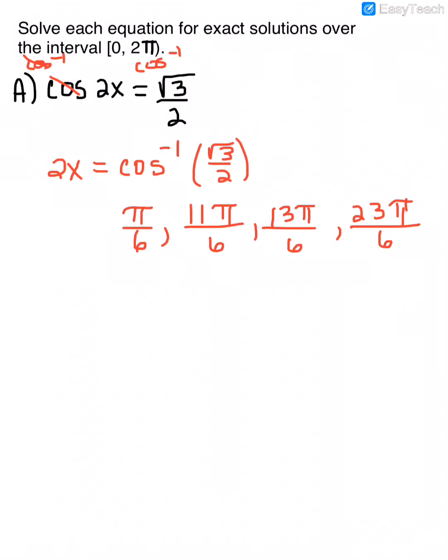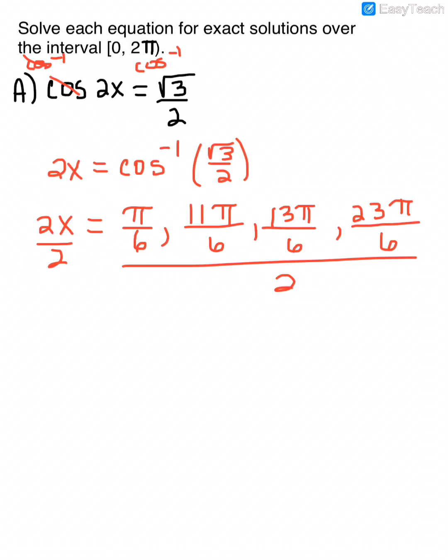But that's not where x equals those values. That's where 2x equals those angles. So I have to solve for x. In order to solve for x, I would just divide everything by 2. Divide both sides by 2.